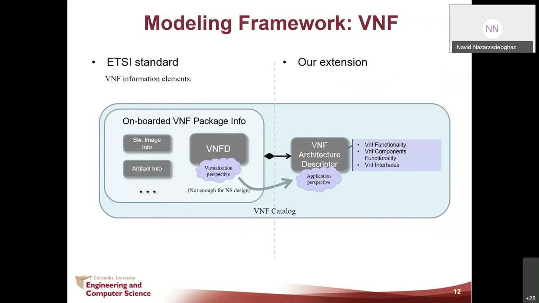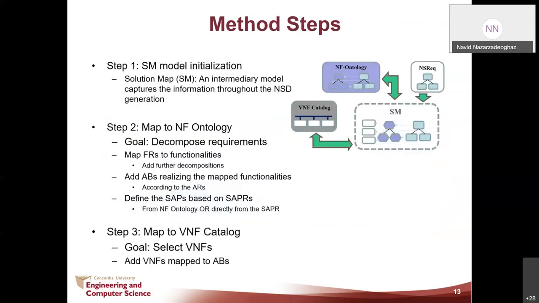So I talked about those three main information elements that we use as our inputs. And here, that's how we process them. So in the first step, we generate a solution map model. We initialize a solution map model. It's an intermediary model that captures all the information throughout the NSD generation process.